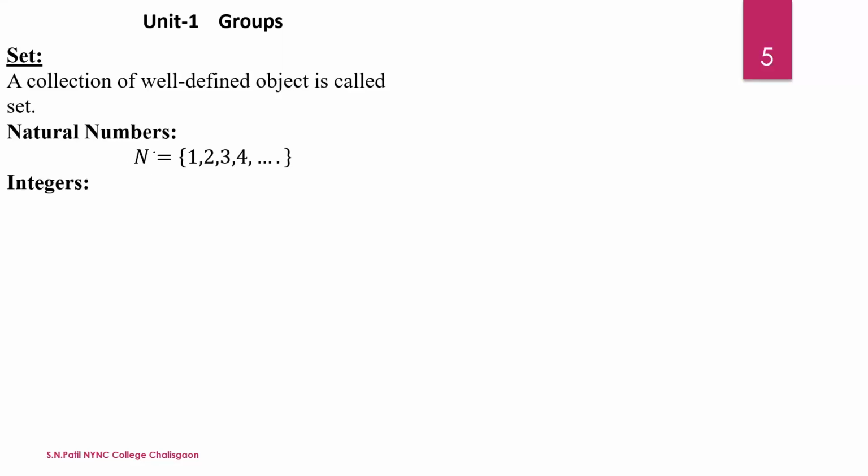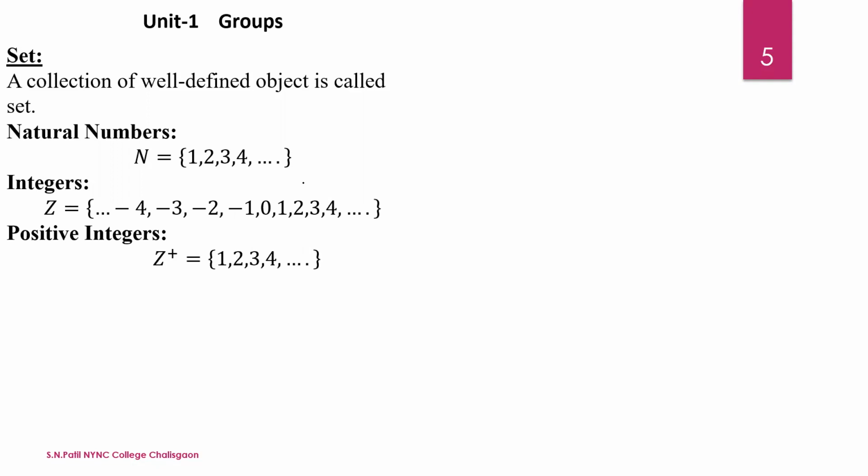Next, integers. In this course we denote the integers by capital Z, or capital I, which is 0, plus minus 1, plus minus 2, plus minus 3, and so on. Now next, positive integers, that is Z plus, which is 1, 2, 3, 4. Now negative integers, that is Z minus: minus infinity to minus 4, minus 3, minus 2, minus 1.